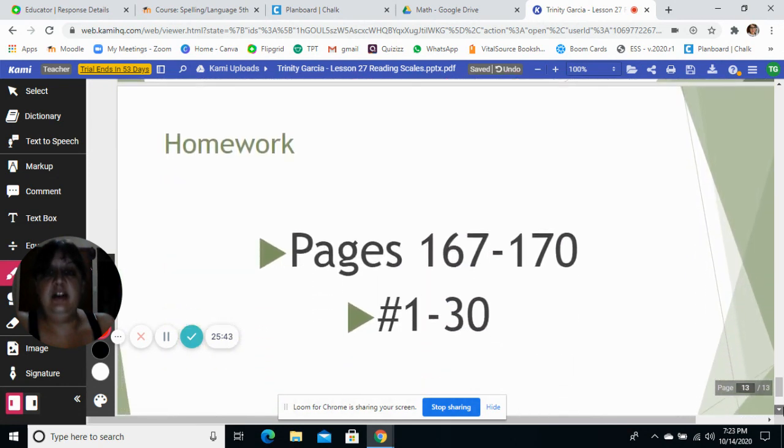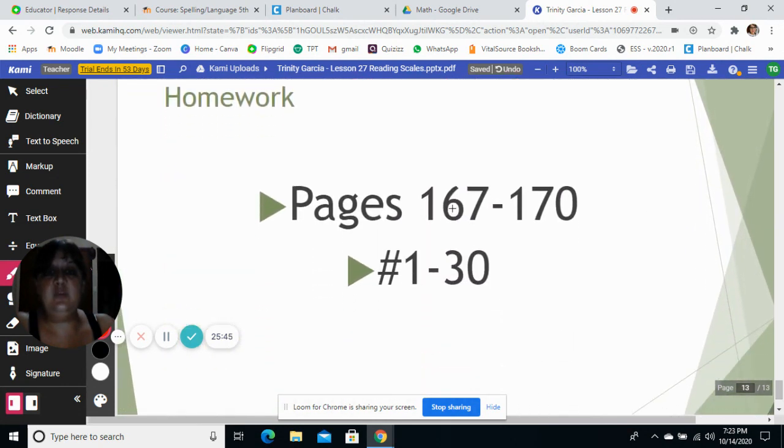Okay, here is your homework. Pages 167 to 170, and you're only going to do the even problems. Just the even problems. Now, you can always do more if you want to, but I am only going to be grading the even ones. But if you want to do the others to practice in preparation for tests, you are always welcome to do the other ones, but the even ones are the only ones I will be giving a grade for, okay?